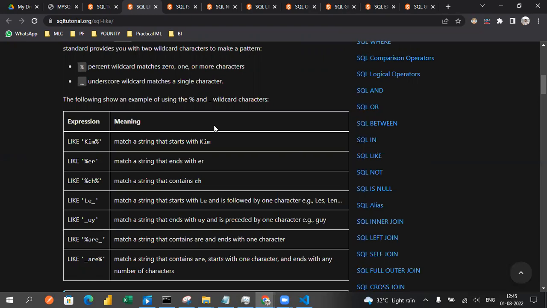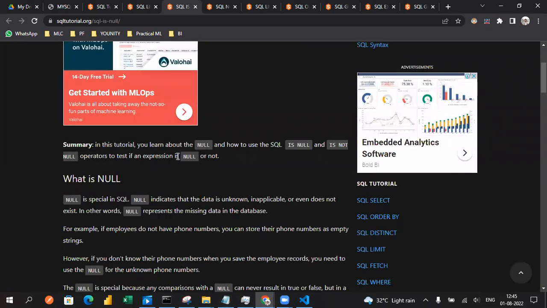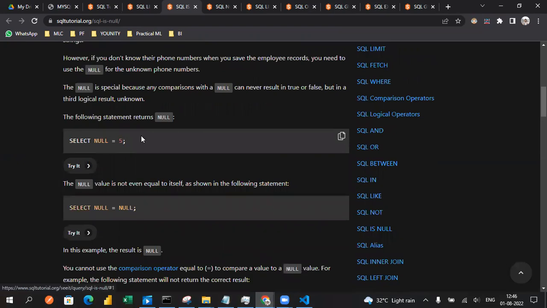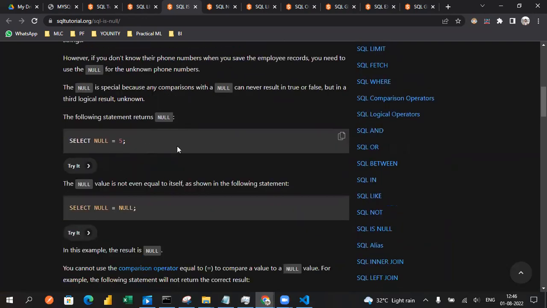For that, we can also use something related to IS NULL. Most people use IS NULL to represent missing data in the database. So you can see here, select null is equal to 5. What will happen by using this statement? The null value is not even equal to itself. Null is special, I would say, because any comparison with a null value can never result in true or false, but it gives a logical result at the end.